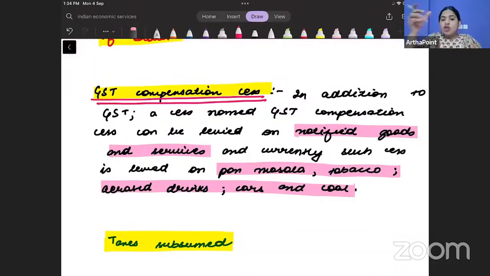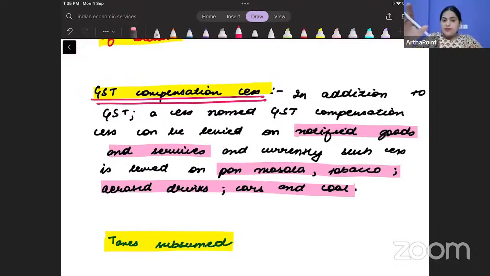Basically, it is charged, number one, according to section 3 of the Customs Tariff Act. Okay, first it is important to understand which tariff it comes under. Secondly, it is a cess that is collected on the supply of certain goods and services. It is charged only on some goods and services, right?